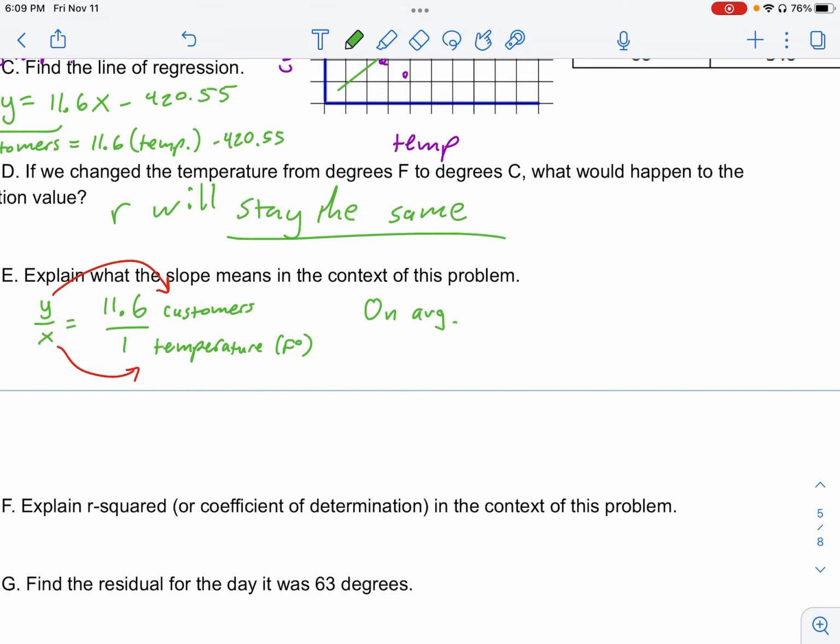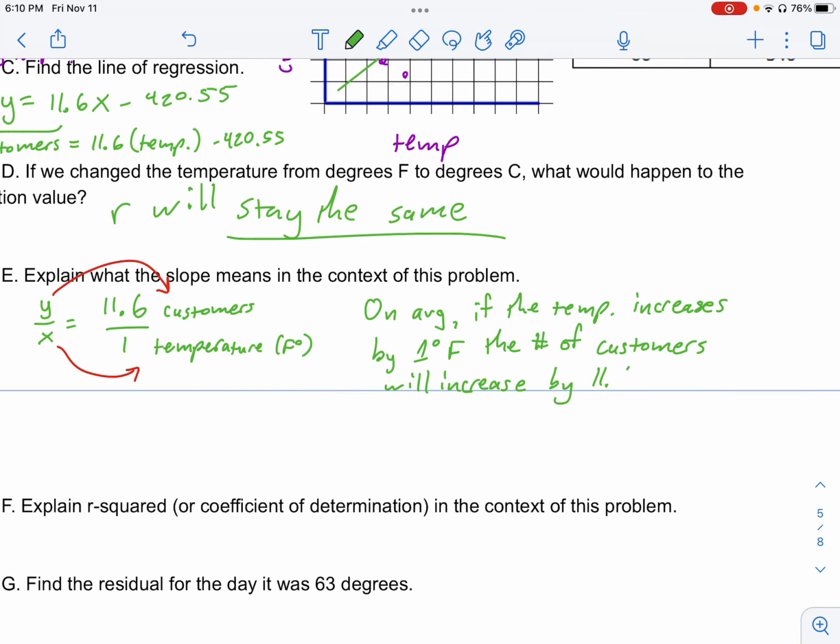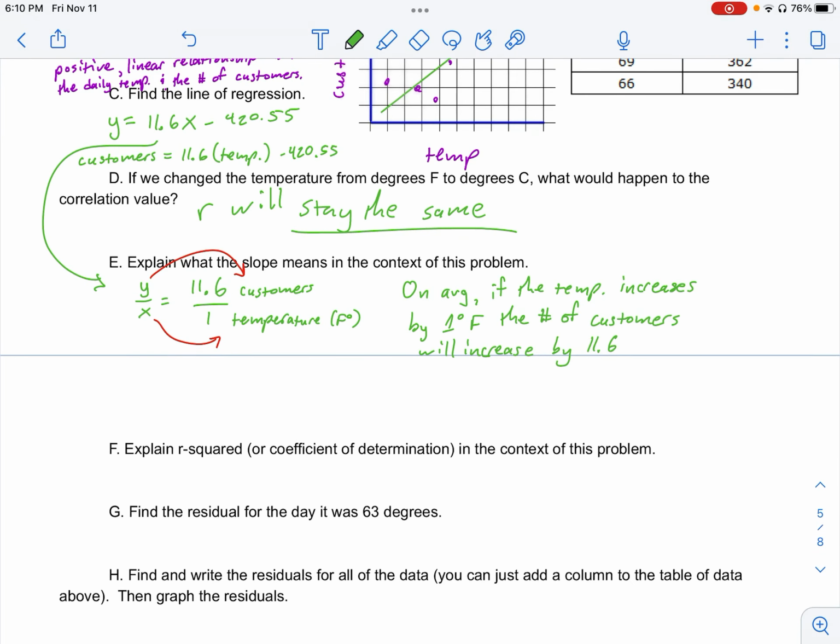On average, if the temperature increases by 1 degree Fahrenheit, 1 degree F, the number of customers will increase by 11.6. There you go. Explain r squared.